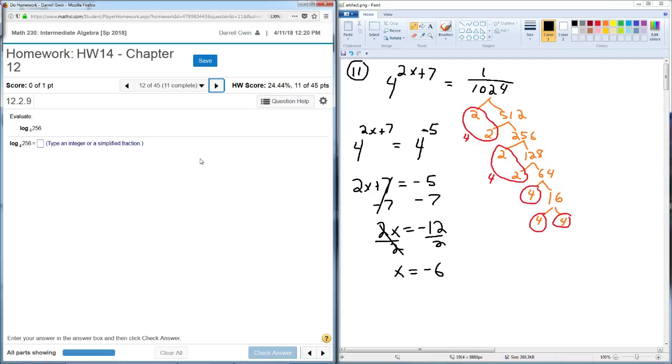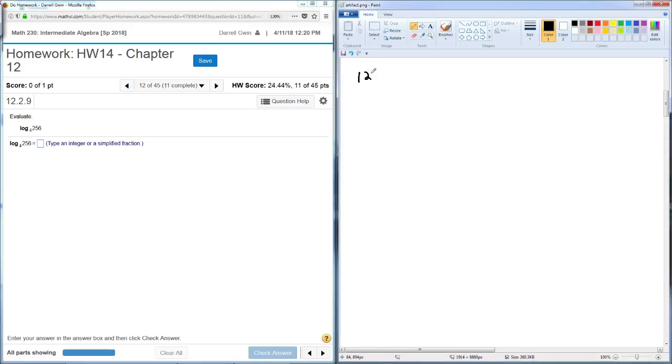Okay, so number 12 is a new problem. Log base 4 of 256 equals question mark. So how do we rephrase this? Well, it is base 4 to the power of question mark equals 256. Basically, the log is the exponent. So 4 to the power of what equals 256?